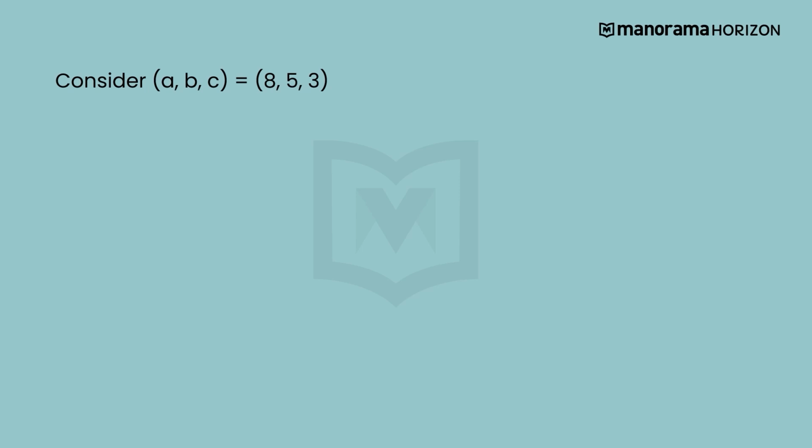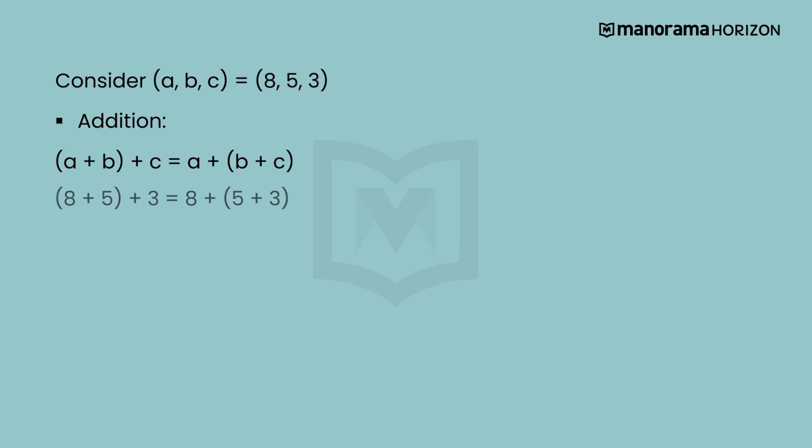Consider a, b, c, 8, 5, 3. Check for the addition. We know (a + b) + c is equal to a + (b + c). The order of brackets is important here. So (8 + 5) + 3 will be equal to 8 + (5 + 3). We get 16 on both sides, hence it is associative.